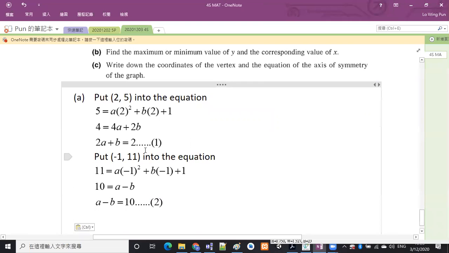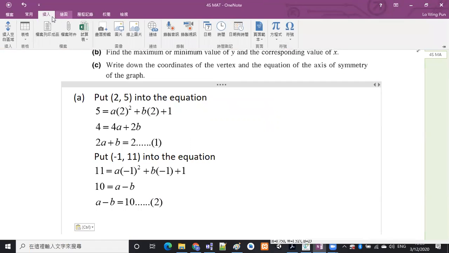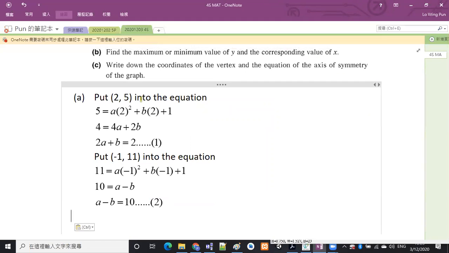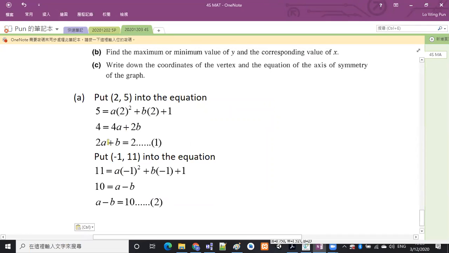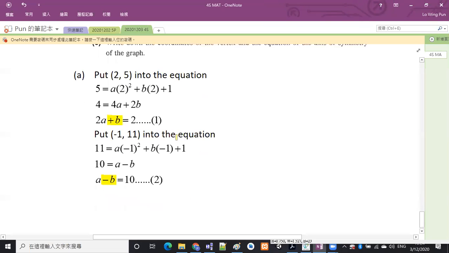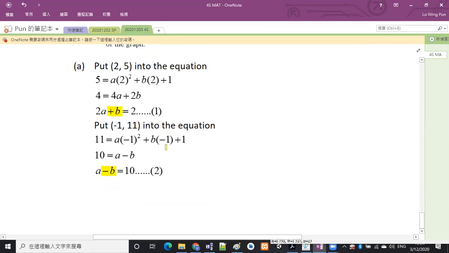Now from equation 1 and equation 2, I'm going to do the method of elimination. Can you see that the first b term is plus 1b, and the second is minus 1b? So when we add the two equations together, we will cancel out the unknown b. And when you have cancelled out one of the unknowns, then you can calculate the second unknown.